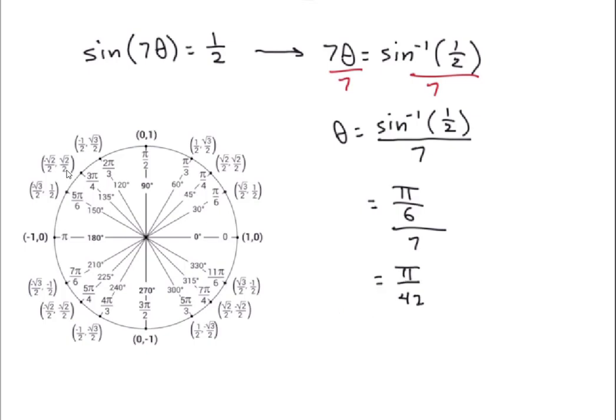However, this misses a solution because it loses this solution over here. So you have to be careful when you're using this method to solve trig functions if you're using the inverse trig there, because of the fact that the trig functions have multiple solutions.